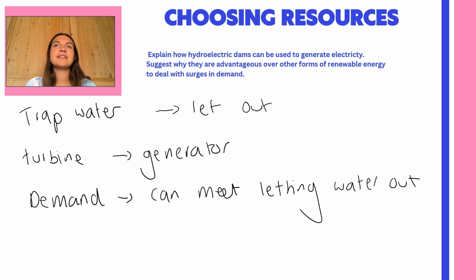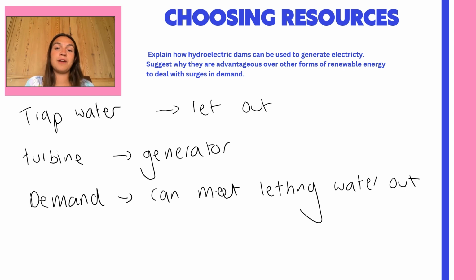And the reason that hydroelectric dams may be preferable to other forms of renewable energy is basically that they can meet surges in demand, because you can let the water out at whatever rate you need or require, and you can save the water so that when the demand surges, you can start letting more water out at that point.